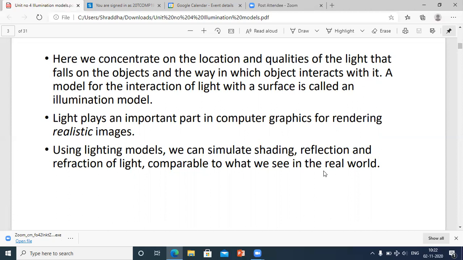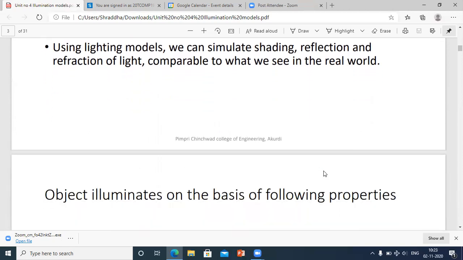Then, using lighting models, we can simulate shading. What new things can we do with the help of lighting models? We can simulate the shading, reflection and refraction of light comparable to what we see in the real world. All these things can be done with the help of lighting models.